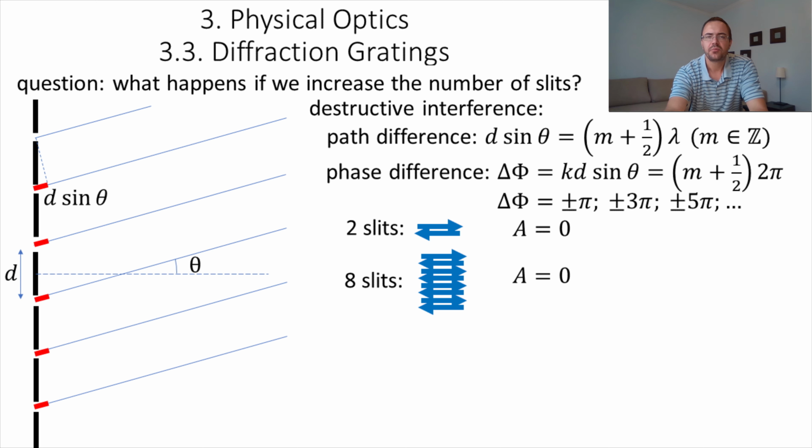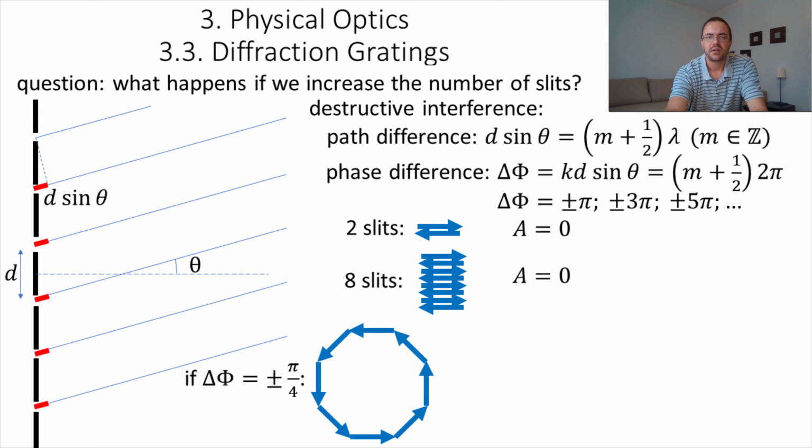But there is another way to get 0 amplitude with 8 slits. Right? Let's imagine that the phase difference is equal to pi over 4. Then the second phasor is rotated by an angle of pi over 4 compared with the first one. And the third one is rotated again by pi over 4 from the second one, and so on. And you see that we arrive to 0 amplitude again.